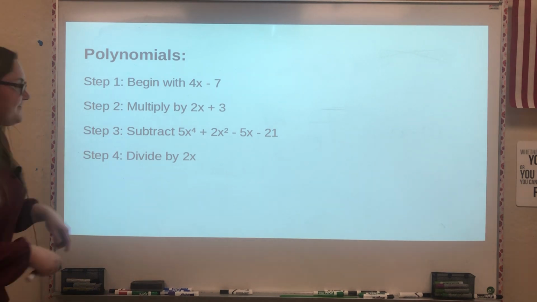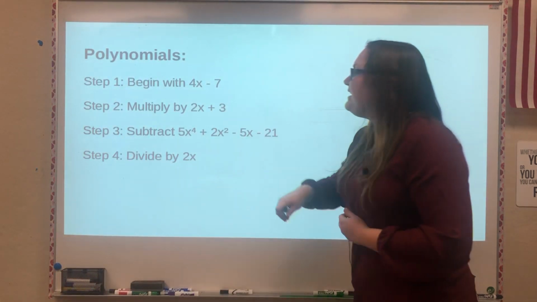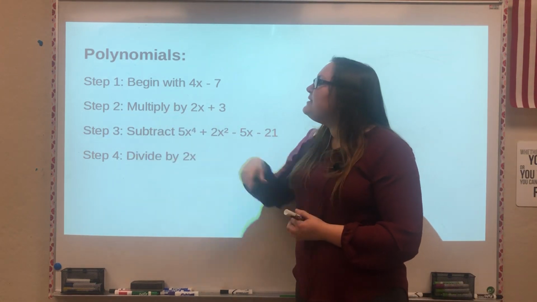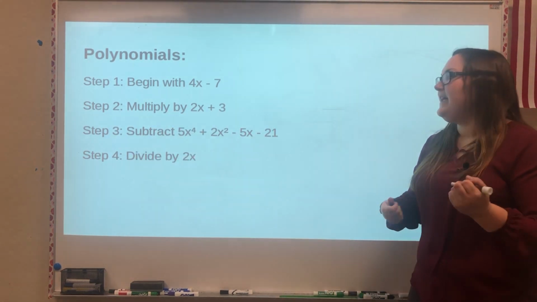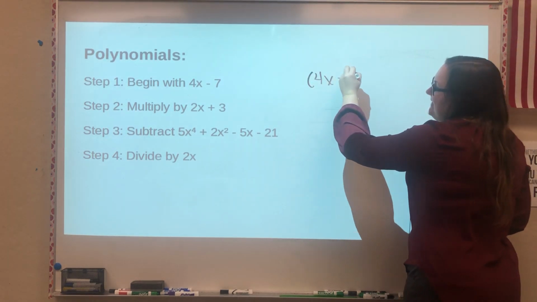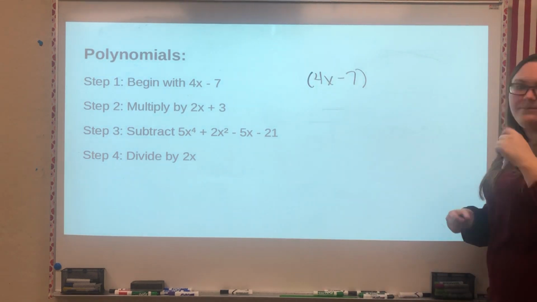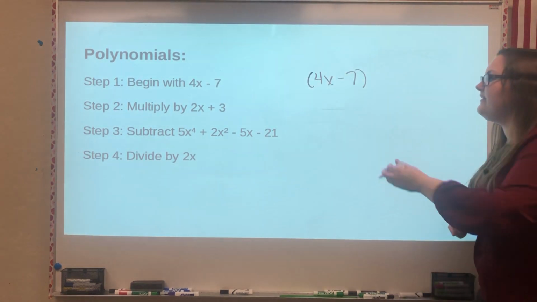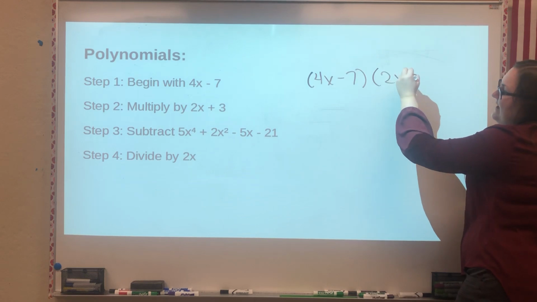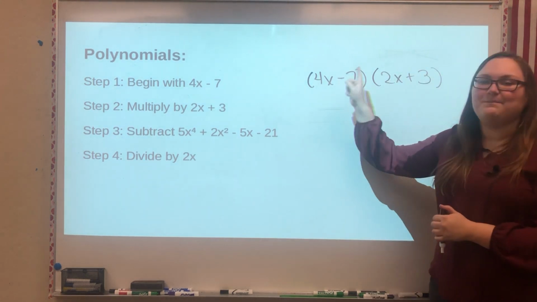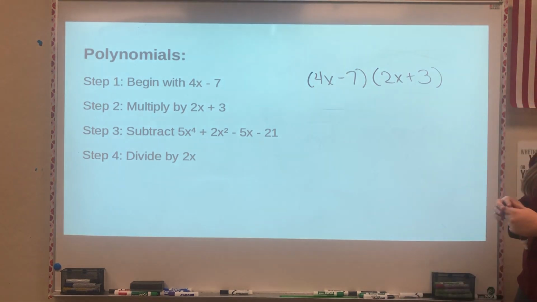All right, so the first thing we wanted to do is we're going to begin with 4x minus 7, and they're telling us to multiply by 2x plus 3. If I write that out, I've got 4x minus 7 that I'm starting with, and I'm putting parentheses around it because I'm going to multiply everything I'm starting with by 2x plus 3. So it's going to start off by being one of these binomial multiplication problems.